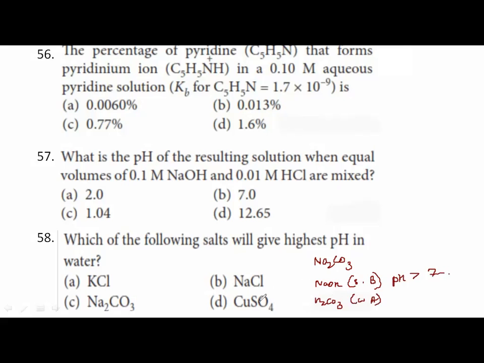Rest all, if you see, sulfuric acid is there, acidic. Cl minus is there. These both are neutral, so around 7 it will come. This is acidic, less than 7, and this is basic. Therefore, since it is a weak acid, the pH will be more than 7. So the correct option is what? Option C is the correct option.